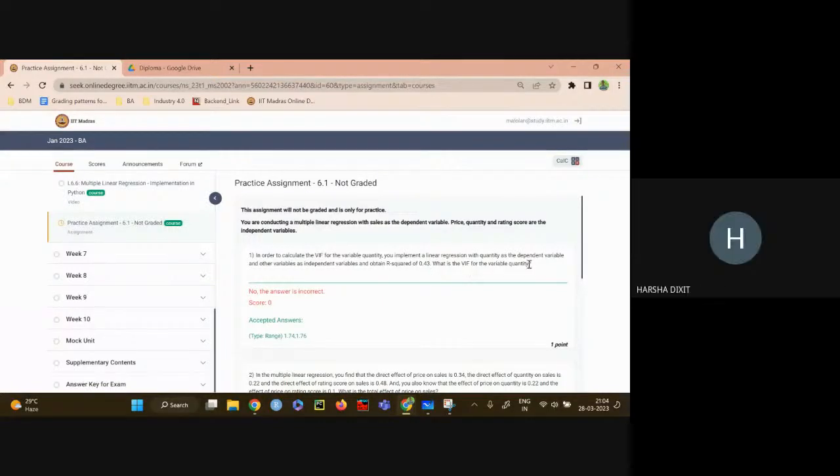Like the formula is 1 by 1 minus R square, right? Yeah, correct. So according to that, the answer is not coming out to be correct. I checked it twice, so I don't know if it's a calculation issue. Let me just check this, and I will give you an update. I'll have to check it with the videos also. I do not want to give a wrong formula here.